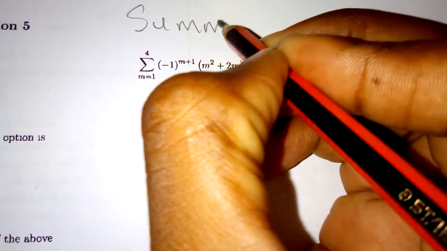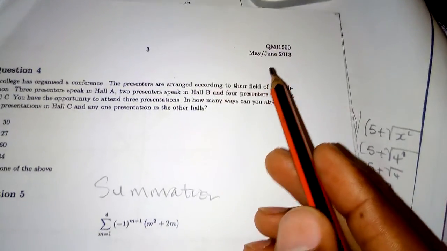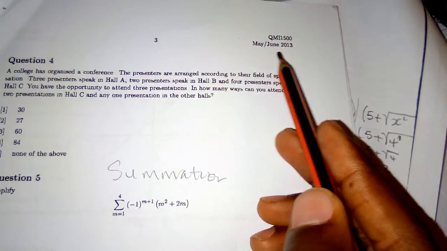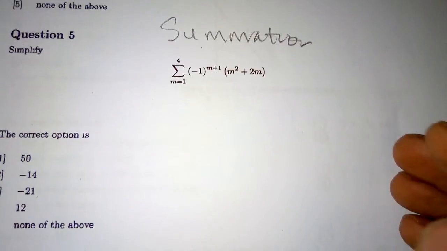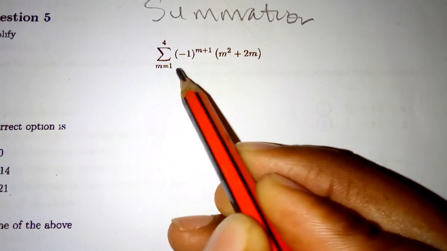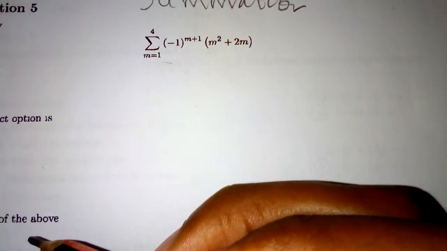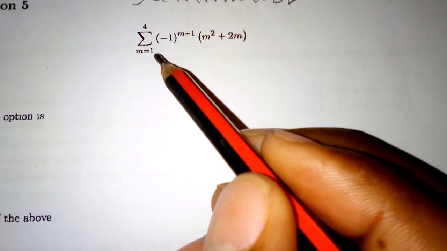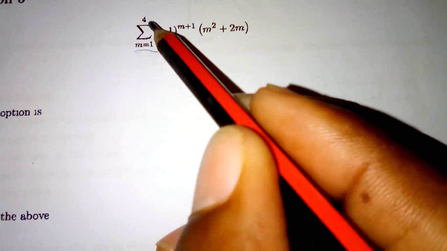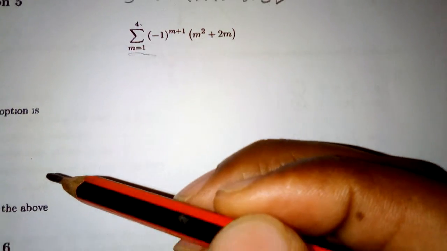Okay, let's do this last summation here. The last summation, May June 2013. So m is equal to 1, and here we have 4. So our starting point is at m equals 1. Our finishing point is at 4.